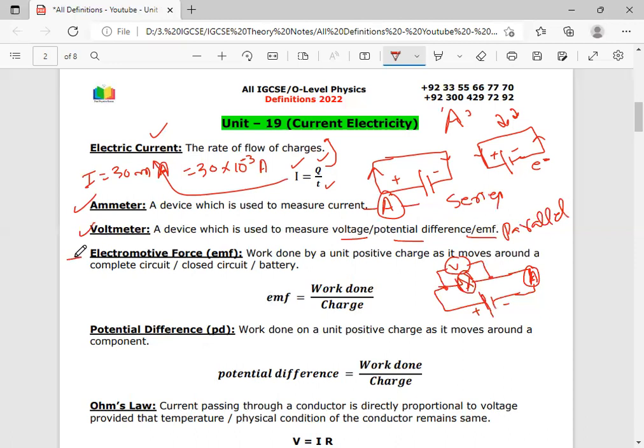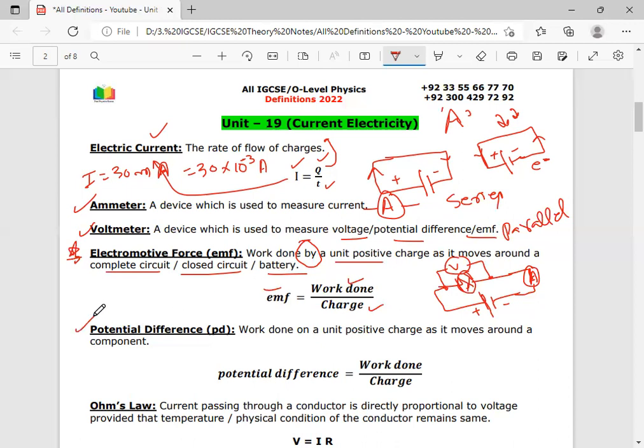Then a very important definition is the definition of electromotive force, EMF: work done by a unit positive charge as it moves around a complete circuit, closed circuit, or through the battery. The formula of electromotive force is EMF equals work done over charge. So you have to write any of the following terms: work done or energy provided by a unit positive charge as it moves around a complete circuit, closed circuit, or through the battery.